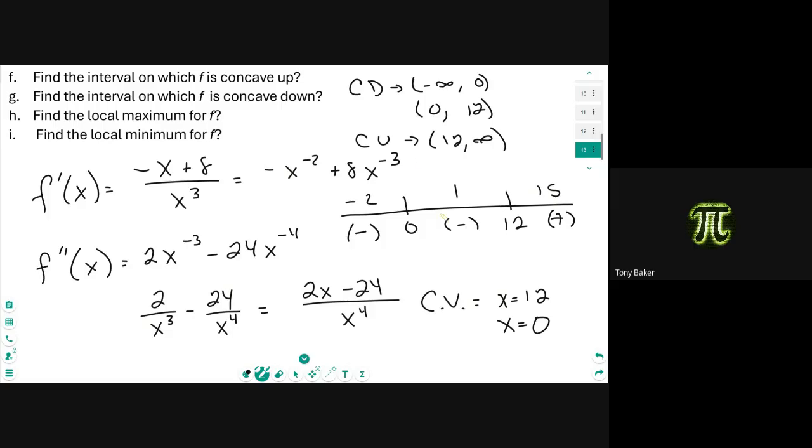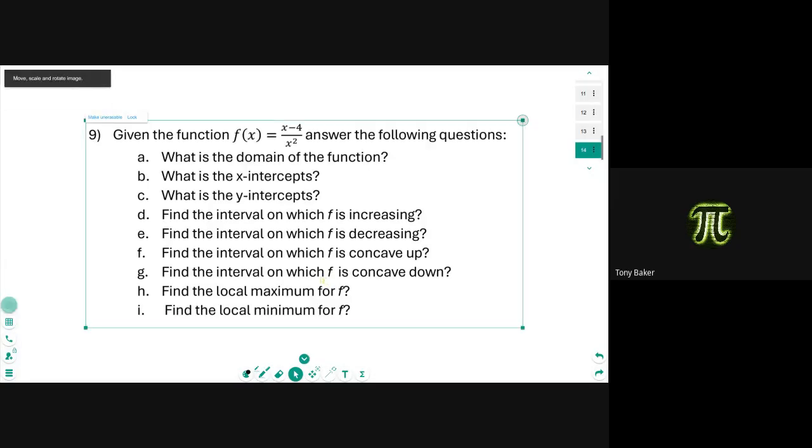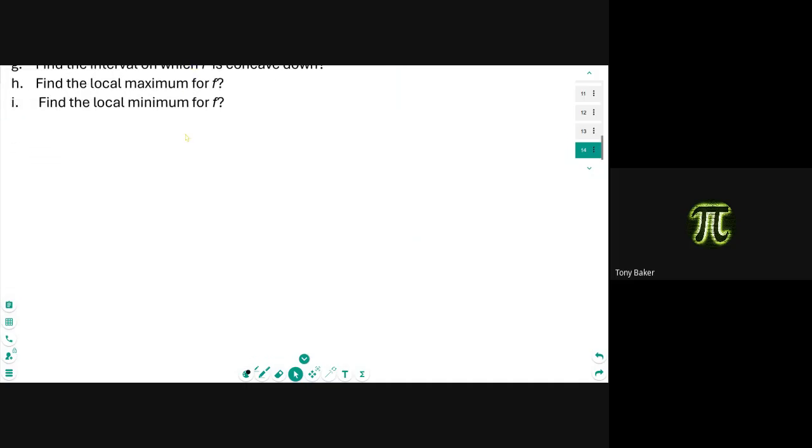All right. Local min and local max. How do I find those? My first derivative is 0. Well, my first derivative has those first derivative critical values, which was x equals 0 and x equals 8. X equals 0 doesn't exist, so therefore that can't be a minimum or a maximum. So the only one is x equals 8. Is it a minimum or a maximum?